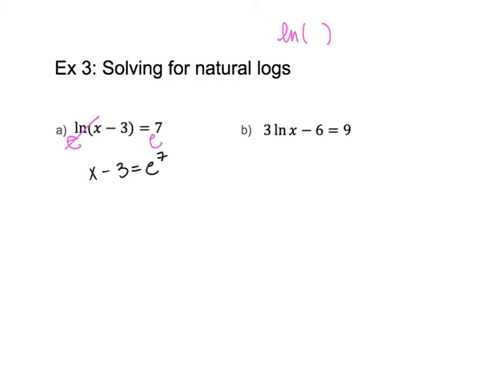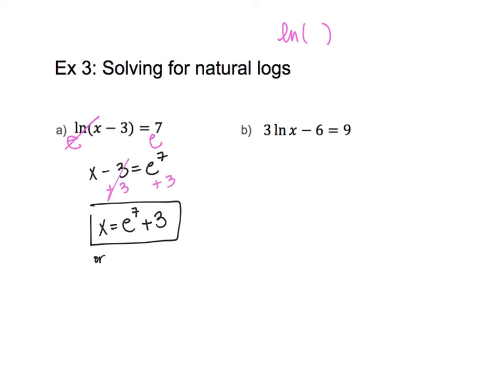So it looks like I need to add 3 to both sides. So I'm going to do that here. If I add 3 to both sides, this 3 cancels. So now I have x equals e to the 7 plus 3. And I can leave my answer just like this. This is totally fine to leave. Or if you want to know what that value is, you can put this in your calculator.